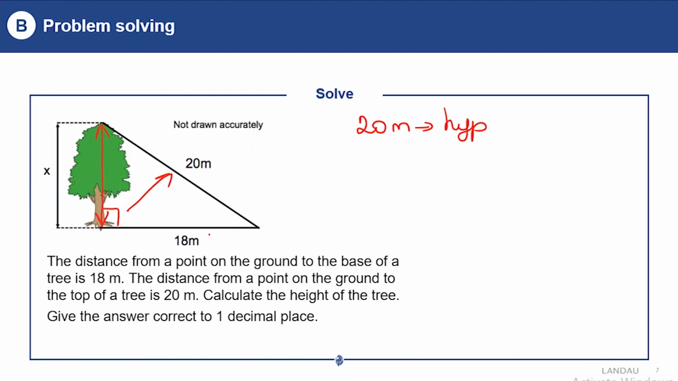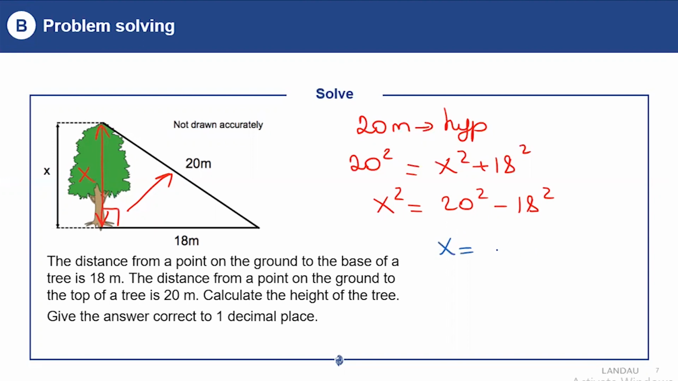We need to find the other side. And of course, we will use the Pythagoras theorem. So we will write 20 squared equals, and as you see, it is x, so it will be x squared plus 18 squared. And then we can write that x squared equals 20 squared minus 18 squared. And again, we know how we can remove the square from both sides, right? We will just add the square root. So it will be x equals root of 20 squared minus 18 squared.